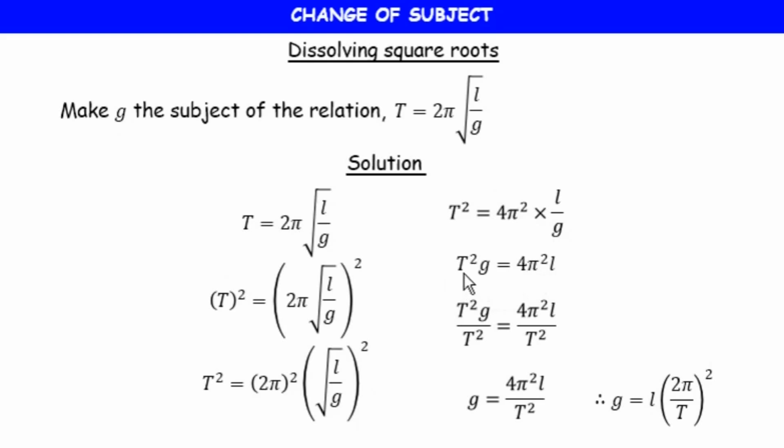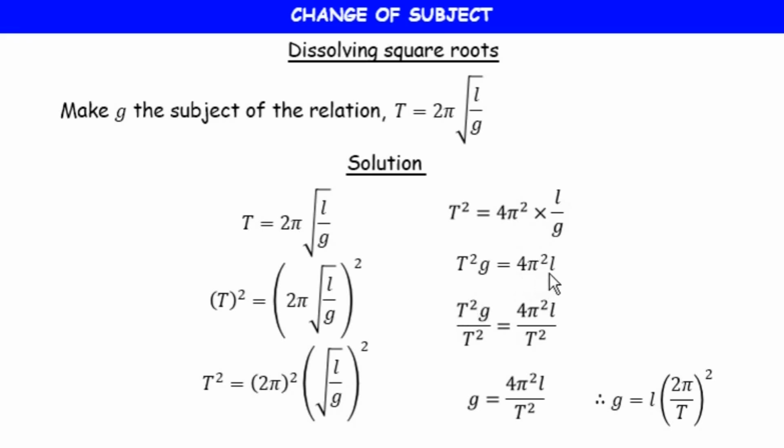So fast forward, you're going to multiply through by what? You're going to multiply through by the g. So the g will multiply the t squared. You're going to have t squared times g is equal to 4 pi squared L, because when you multiply this expression by g, the g will cancel out the g, leaving us with 4 pi squared times this L here.